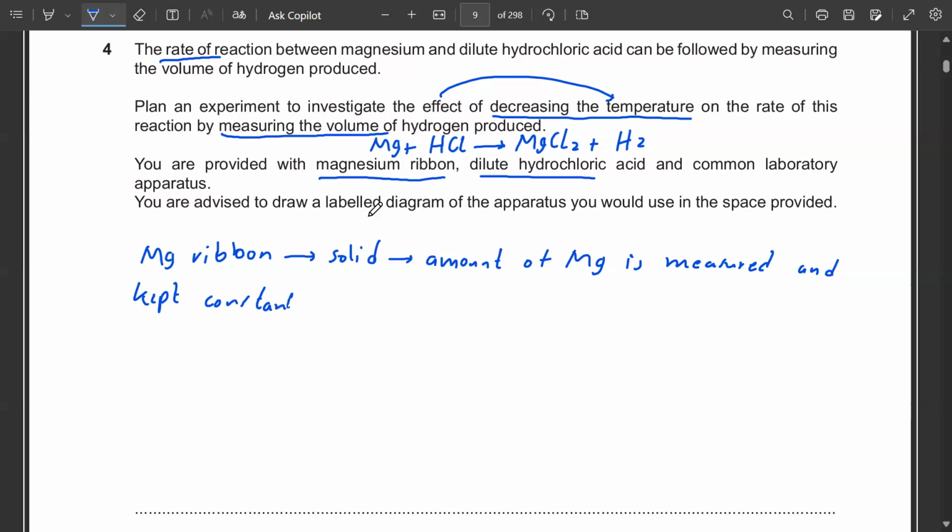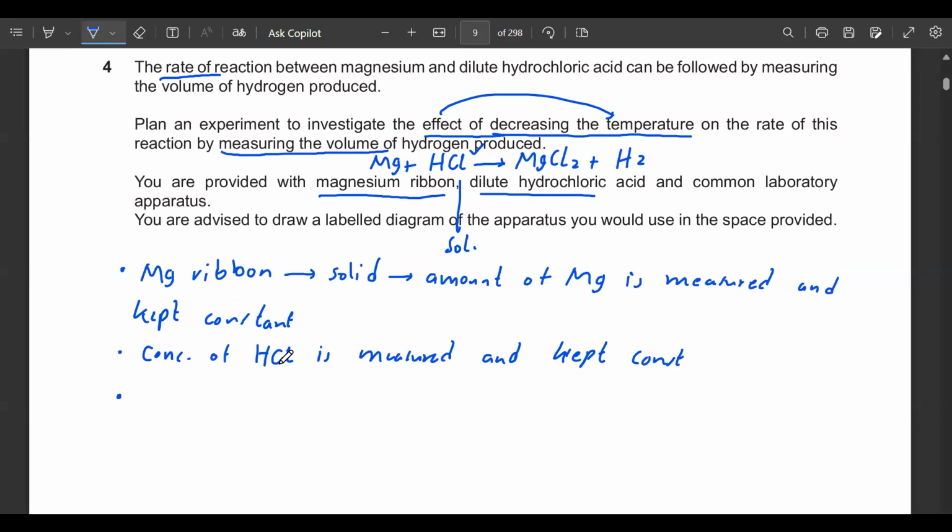Then HCl is used. It is a solution. HCl is a solution because water is added in the HCl gas to make a solution. So we will say the concentration of the HCl is measured and kept constant. Kept constant means we are supposed to repeat the experiment multiple times because we have to study the effect of temperature. So temperature to use, to heat, basically we are supposed to check the temperature.